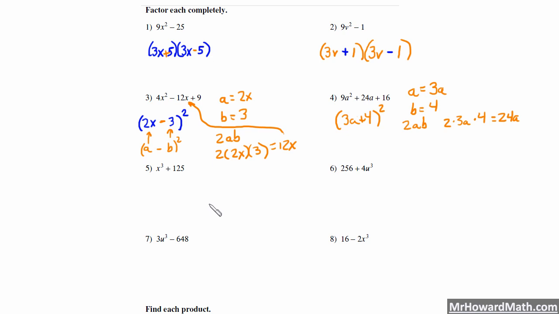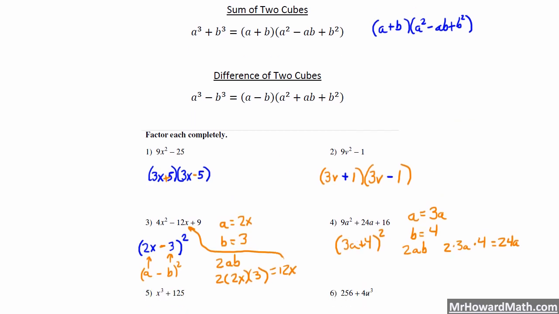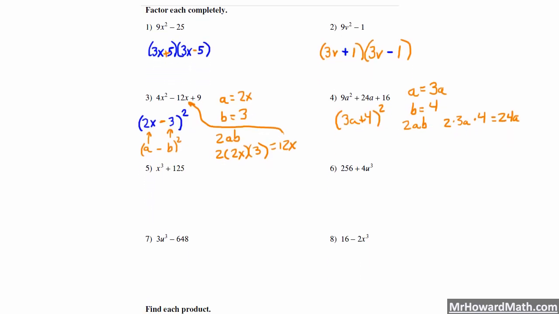Alright, next example, number 5 here. We've got x cubed plus 125. Already we have a cube term, so we're immediately going to start thinking sum of 2 cubes or difference of 2 cubes. And guess what? It is the sum of 2 things, so if we have a pattern here, it's got to be the sum of 2 cubes.